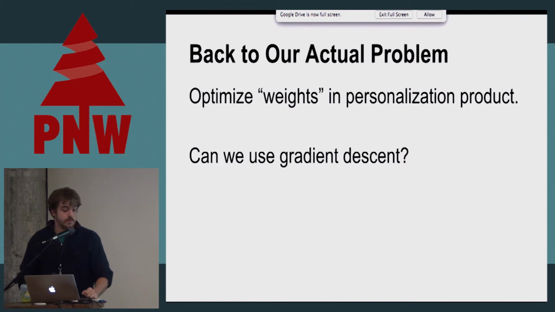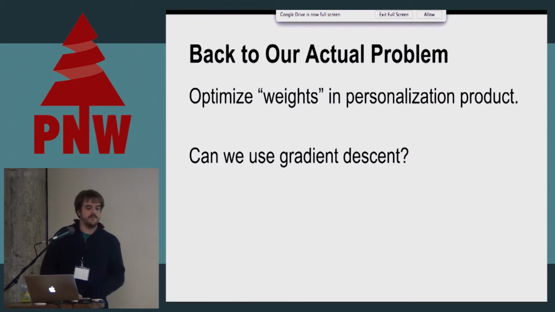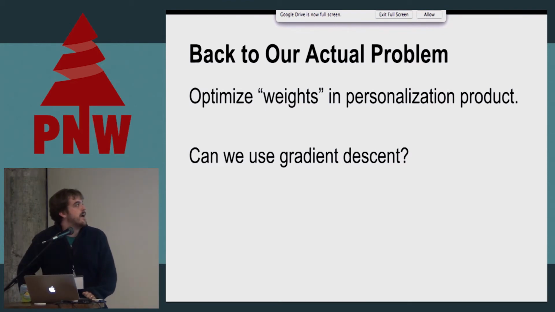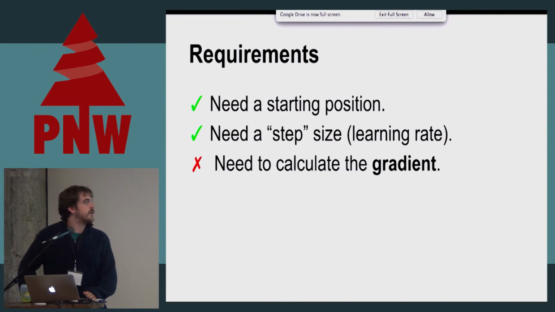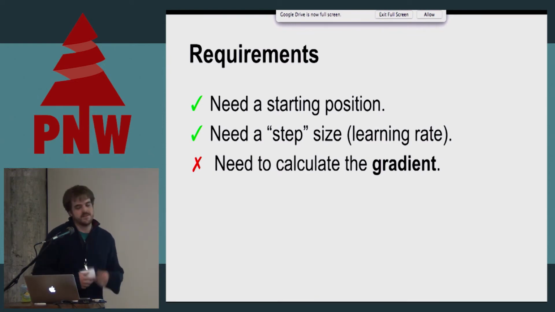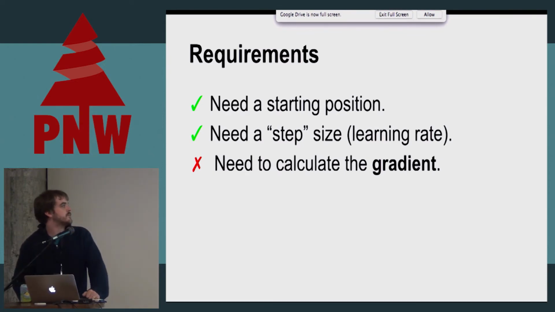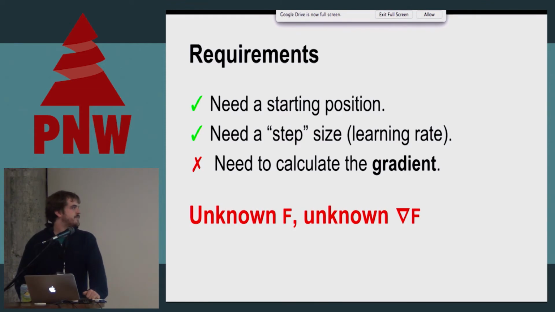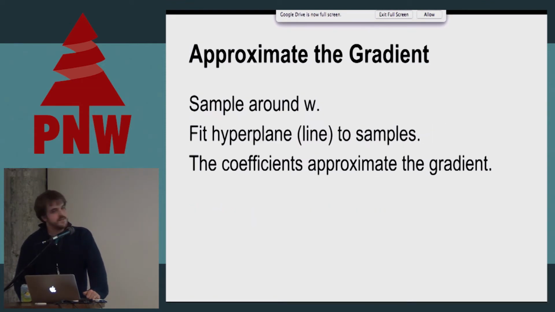Anyway, back to our original problem, which was optimizing weights in something like a personalization product. Can we use gradient descent? The one requirement that we need is the gradient, which we easily got from the linear least squares, but it's not so easy when we're talking about something like revenue per session, because the function is basically people clicking on products and us actually having to wait for it. We don't really know what that is. So that's a problem, but it's a problem we can solve.